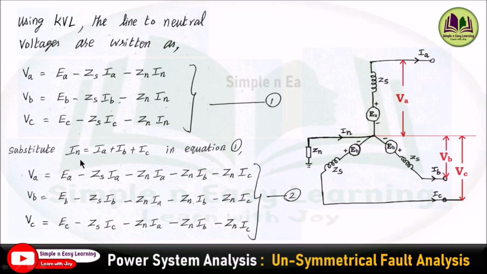Substituting the condition for unsymmetrical fault analysis, the sum of phase currents IA plus IB plus IC is equal to the neutral current IN. So while substituting this value, instead of IN, I am going to substitute IA plus IB plus IC. The equation becomes VA equals EA minus Zs into IA minus Zn into IA minus Zn into IB minus Zn into IC. Similarly for the other two phases, VB and VC.